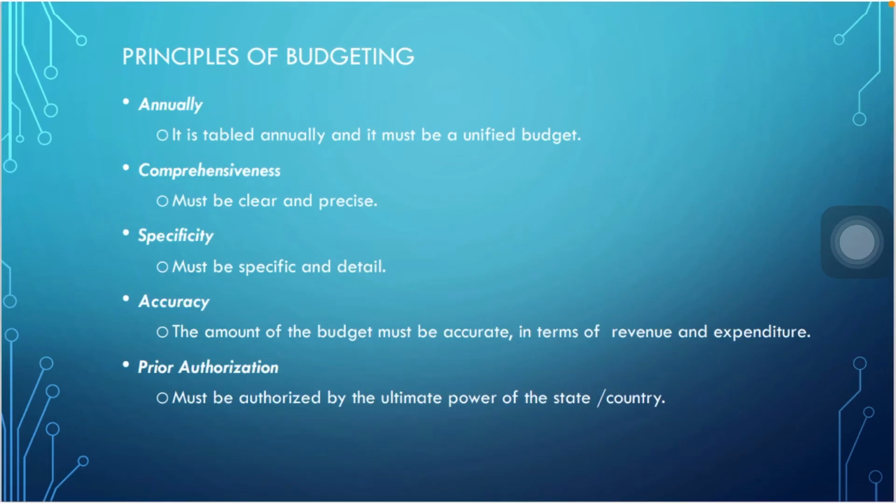Moving on, kita nak tengok what are the principles of budgeting. So in Islam we have 5 pillars of rukun Islam. So same goes to budgeting, we also have 5 principles. So the first principle is annually. So the budgeting must be made annually. Setiap tahun perlu dibentangkan, perlu dibuatkan, and it must be a unified budget. What does it mean by unified budget?